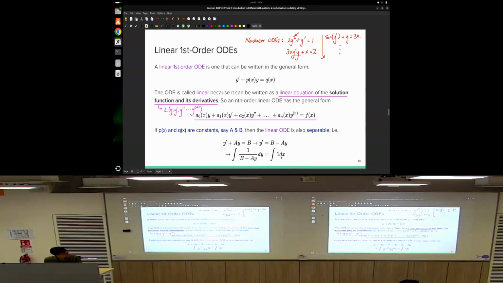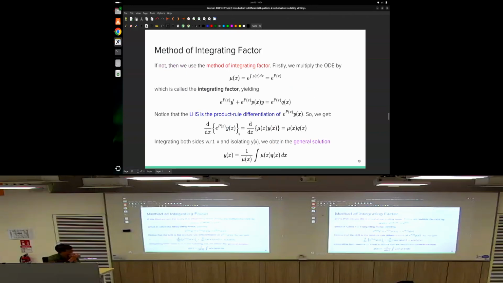But, of course, if P and Q of x are not constants, or any one of them is not a constant, then you have to use another method of solving. So actually this method of solving is called the method of integrating factor. It looks complicated, but at the end of the day, it's very straightforward. It's in fact, I would say, even more straightforward than the separation of variables.